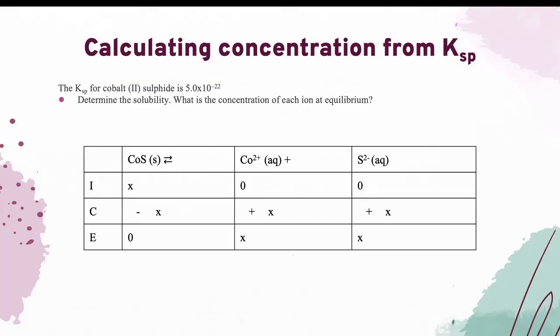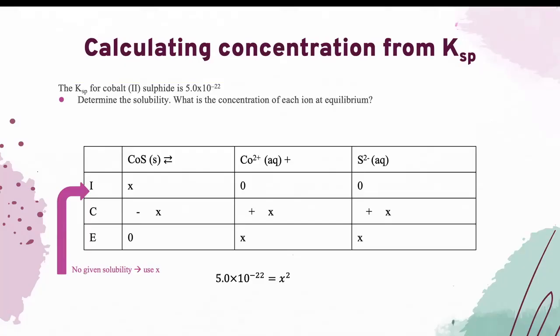And then the equilibrium concentration of both of the ions ends up being X. So instead of a numerical value, we're just using X. And this is the same as the equilibrium problems where you had K, but you didn't have the concentration of something in the ice table.